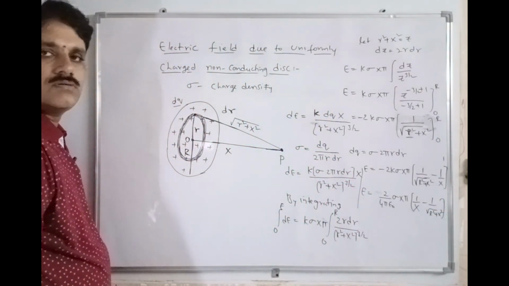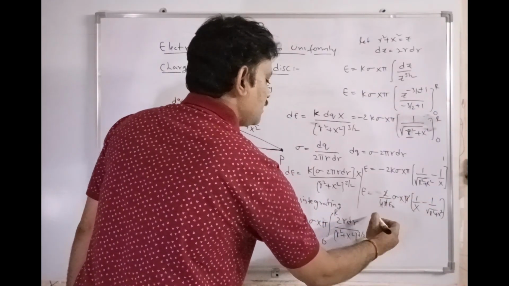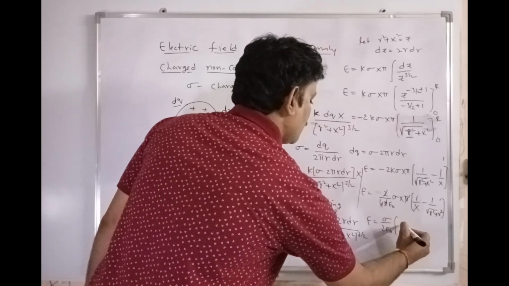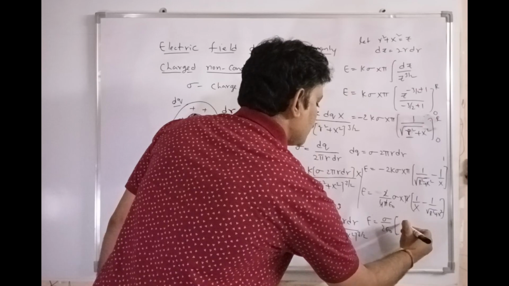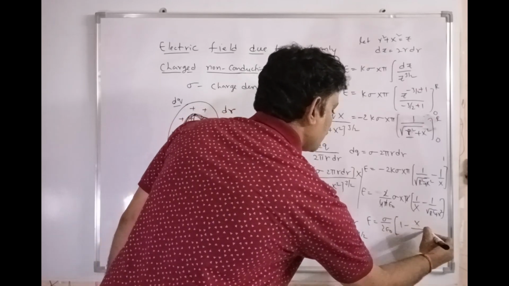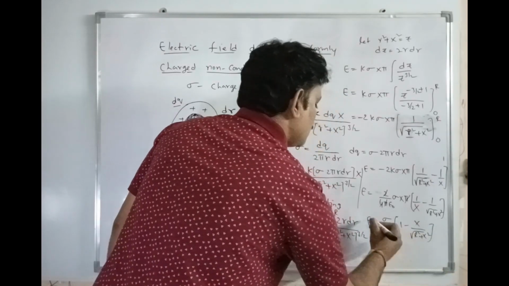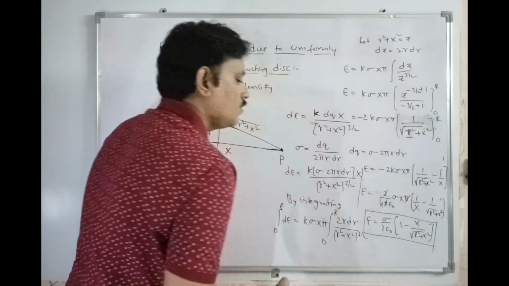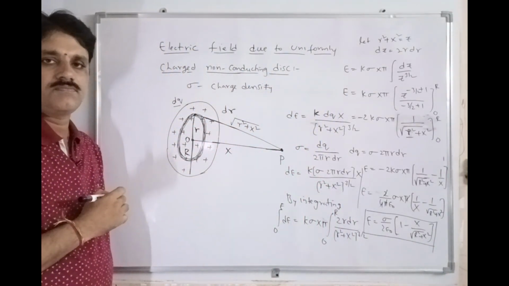So here if you see, pi and pi cancel and 2 cancels. Finally E is equal to sigma by 2 epsilon naught into, taking x to the inside, 1 minus x by root r square plus x square. So this is the electric field due to a uniformly charged disk.